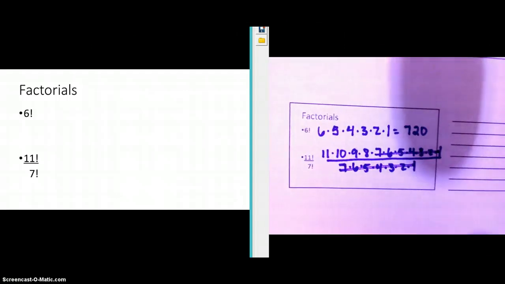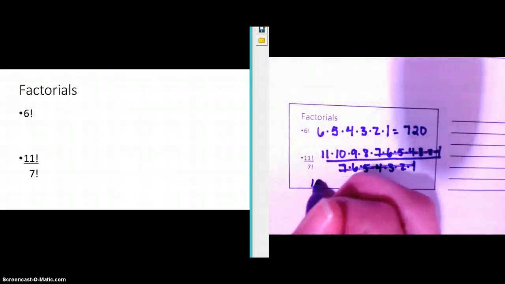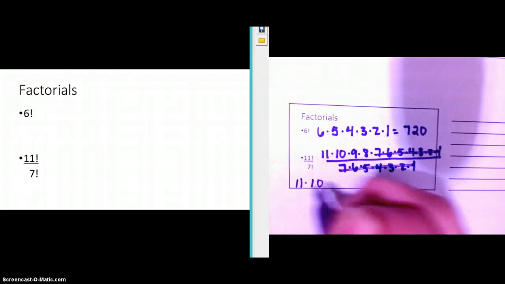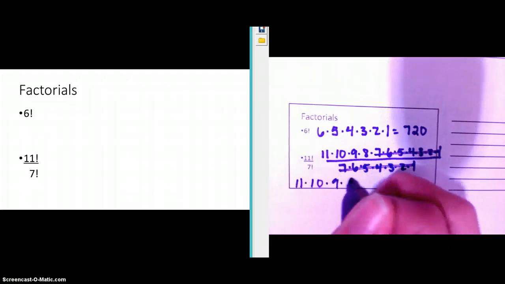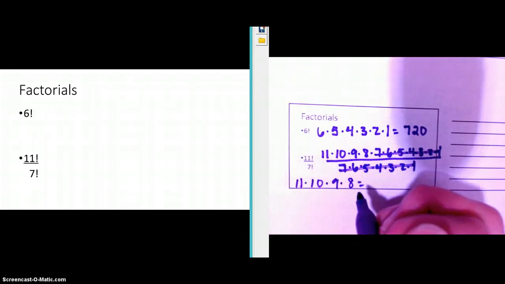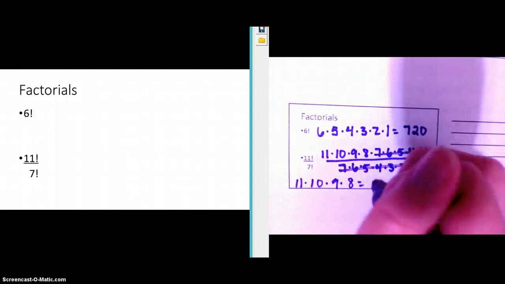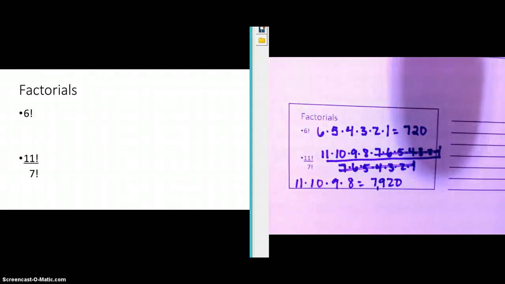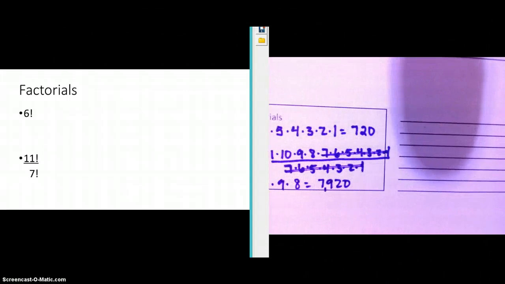So then we're just left with 11 times 10 times 9 times 8. And that is 7920. Another way we can do that we have actually just learned.